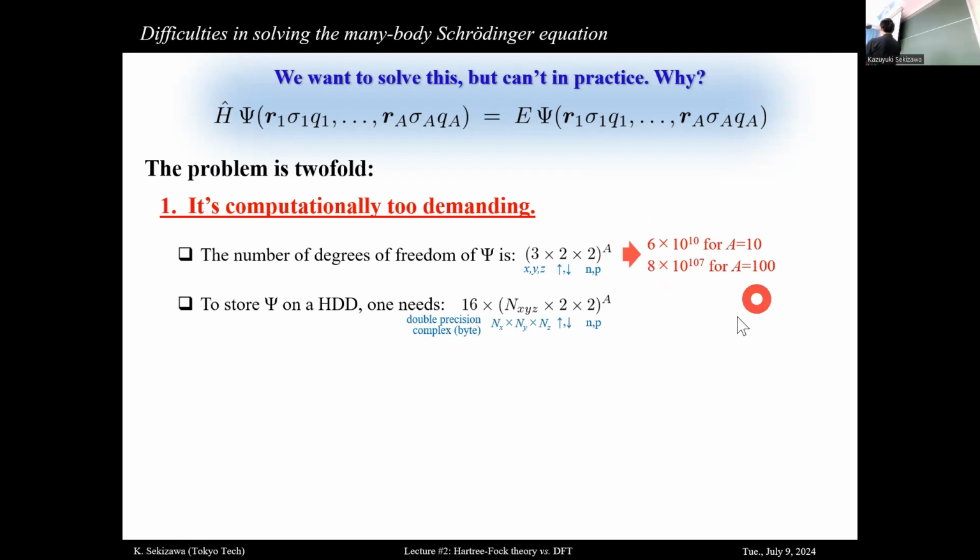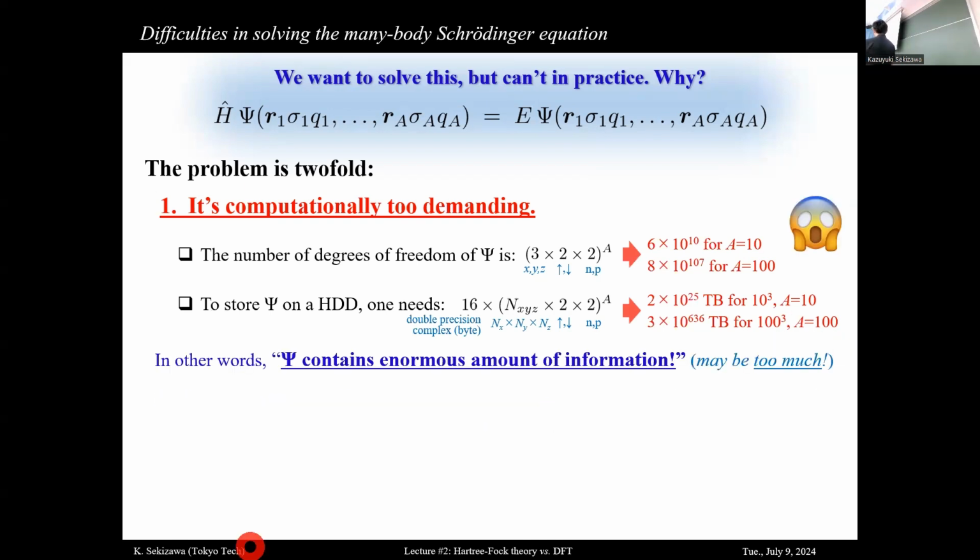But to treat these equations, we have to store the wave function on the HDD, right? So the memory will be enormously large as well. A complex double precision number is 16 bytes, times these degrees of freedom. And you can easily get 10 to the 25 terabytes for a 10 nucleon system, and 10 to the 636 terabytes or so for 100 particle systems. Okay, so it is impossible, right?